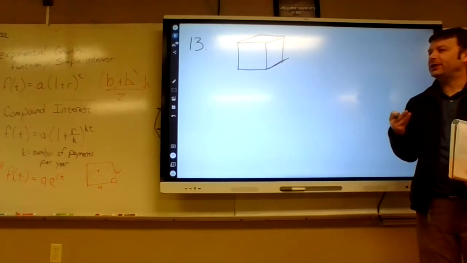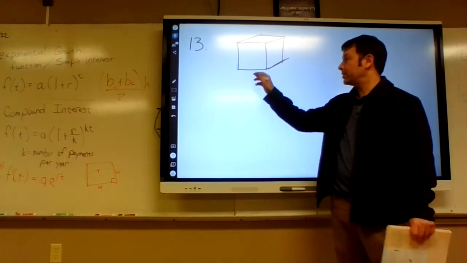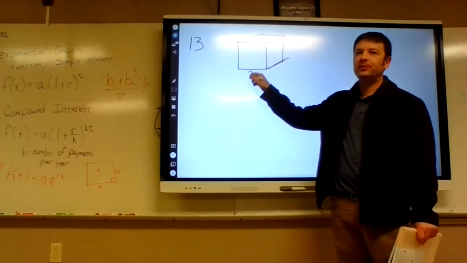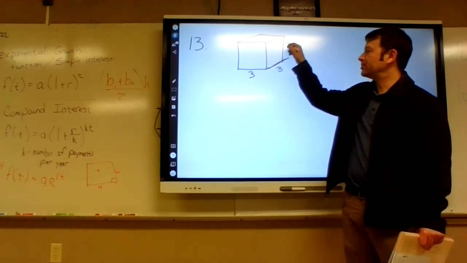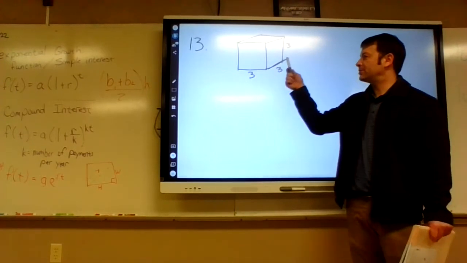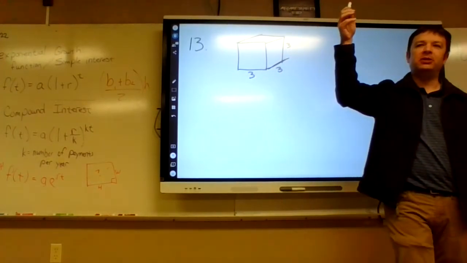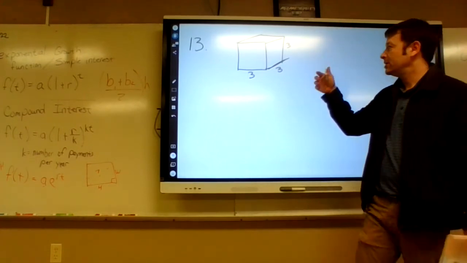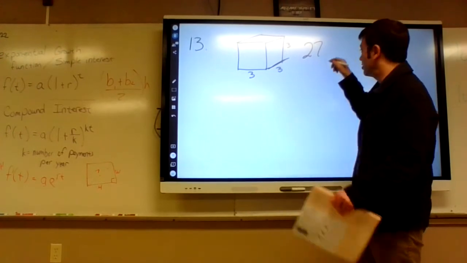All right, anyway, how would we find the volume? It says the edge is 3. How would I find the volume for this? 3 cubed. 3 times 3 times 3, right? Cubes have all the same size. So the base is 3 times 3 times the height of 3. What's 3 cubed? 27. So this one is just 27 cubic yards.